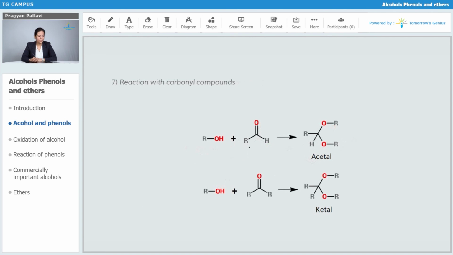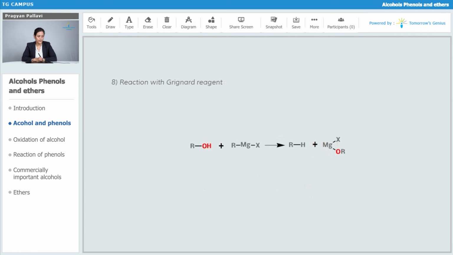Its reaction with the carbonyl compounds: this alcohol upon reaction with aldehyde gives acetal, and if it is ketone it gives ketal. With Grignard reagent, we have seen already that alcohol will react with Grignard reagent to form alkane and Mg(X)OR. With oxirane, it's going to give an open chain product.